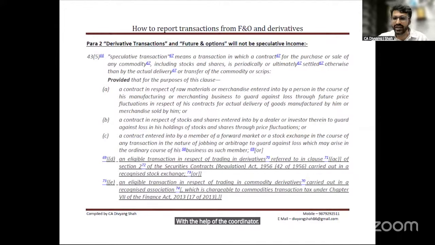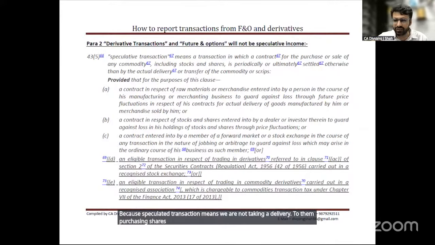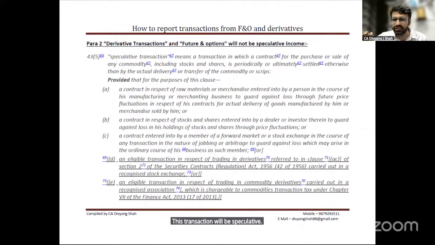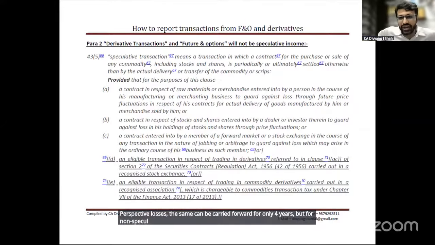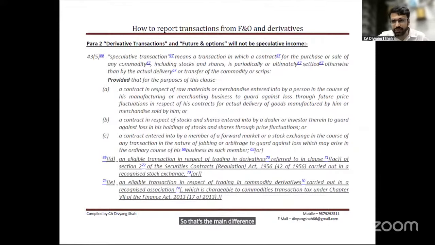Now, whether derivative and futures and options transactions will be speculative transactions, because speculative transaction means we are not taking delivery. So I'm purchasing shares of Reliance for 500 rupees, for example, and selling the same share for 510 without taking delivery. This transaction will be speculative. What will be the difference between speculative and non-speculative? Speculative losses can be carried forward for only 4 years, but non-speculative losses can be carried forward for 8 years. So that's the main difference. Otherwise, the taxation angle will be the same. Tax is the same for speculative as well as non-speculative business income.